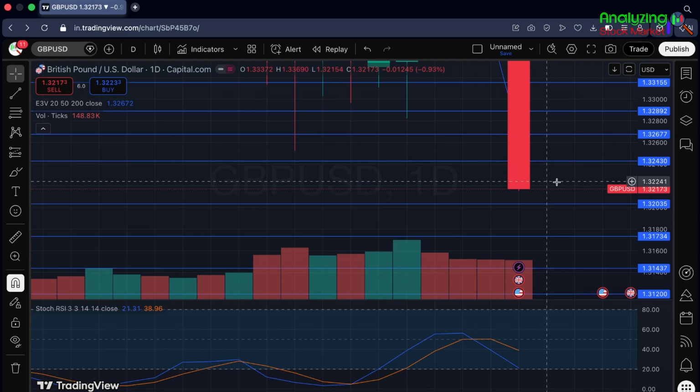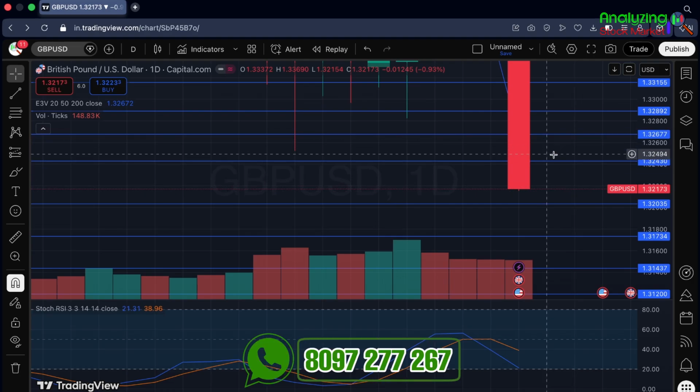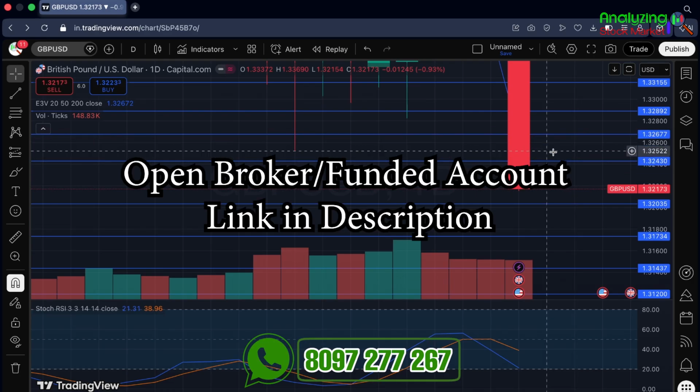But if you're going for any long trade, then only go for a long trade once 1.32430 gets breached with a 4-hour or one-day candle closing. Then only go for a long till this level or even this level as well. Remember, in this range you don't need to do any trade because this is a no-trading zone. So overall, my expectation is a bit of positive momentum in this range, which is a positive closing for this week.